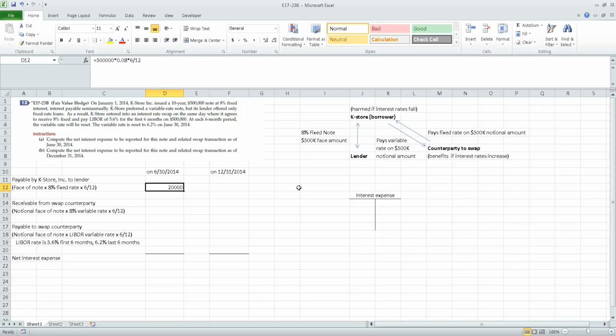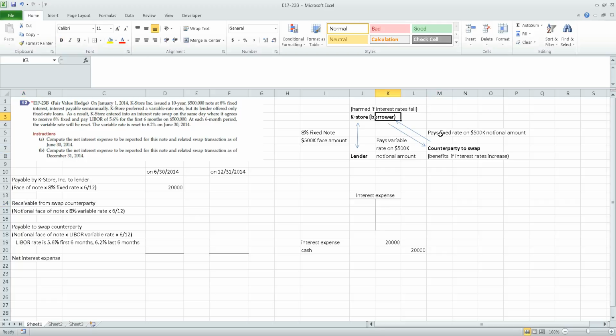So our entry would be credit cash $20,000, debit interest expense $20,000. Okay, for completeness I'll go ahead and do the journal entry. So interest expense, cash. Okay, so that's the entry for the payment to the lender on June 30th. That's that $20,000.